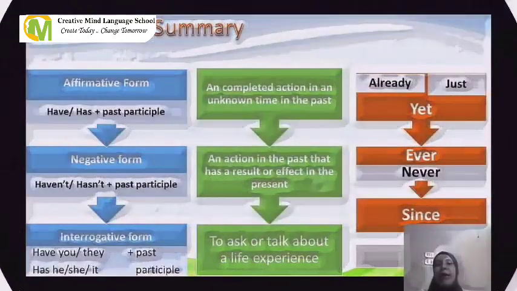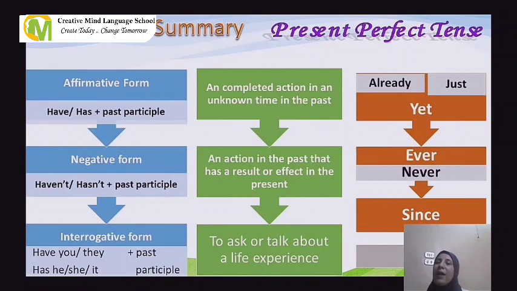Now, let's summarize what we said in our lesson today. Our lesson was about the present perfect tense. We talked first about the form. The affirmative form is have or has plus the past participle. And the negative form is haven't or hasn't plus the past participle. The interrogative form is have, you, we, or they plus the past participle, or has he, she, or it plus the past participle.